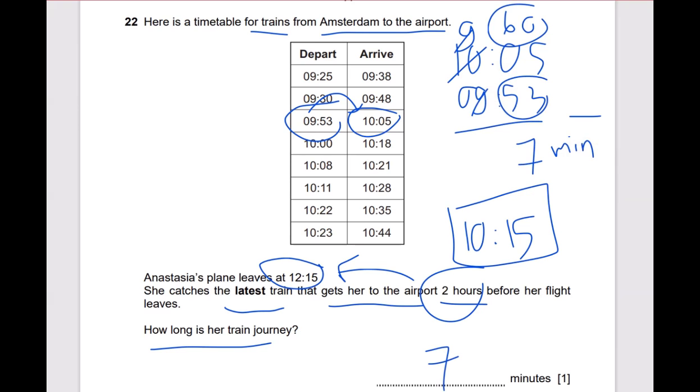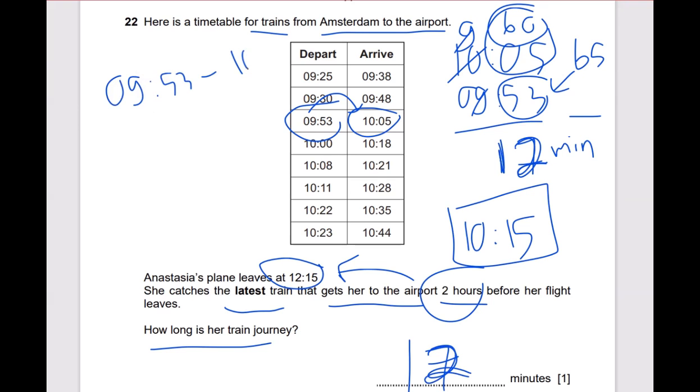Alright, any question? Sorry guys, so 60 plus 5 is altogether 65. So we got 65. 65 minus 53 is 12, okay? So 12 minutes, that's the correction. So from 09:53 to 10:05 is 12 minutes. Okay, 12 minutes is the answer. Okay, let's move on.